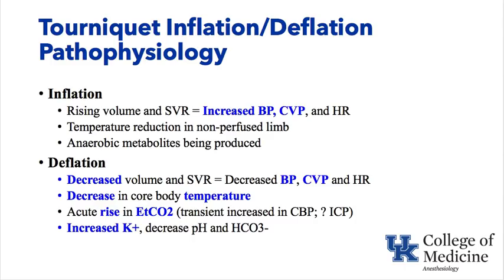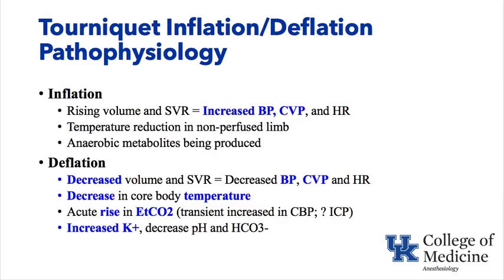Tourniquet inflation, deflation, pathophysiology is the next key word. When you inflate the tourniquet, there's a rise in volume and systemic vascular resistance, such that the blood pressure goes up, the CVP goes up, and over time, there's a temperature reduction in that non-perfused limb. As the blood sits there passively, there are anaerobic metabolites being produced, acid building up.